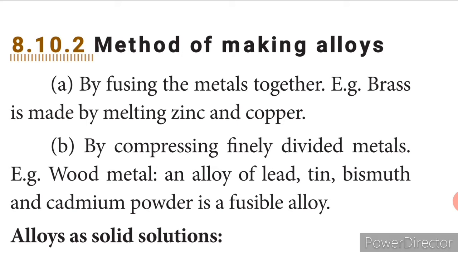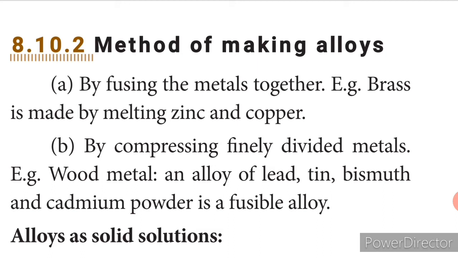Now let's see the methods of making alloys. There are two methods. One is fusing the metals together. I said that two or more metals are combined by melting them. For example, if you take brass, how is brass prepared? By melting copper and zinc, isn't it? So first copper and zinc are melted and fused together so that the alloy will be formed.